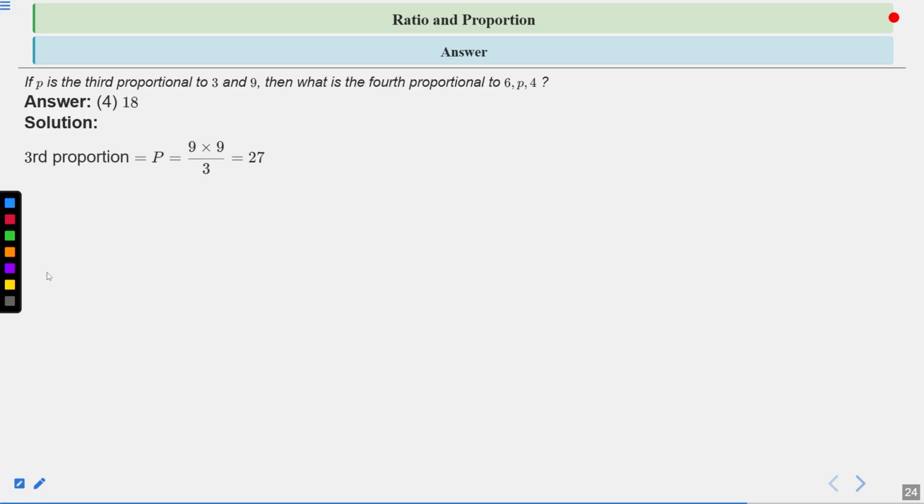So the third proportional P becomes 9 into 9 upon 3, which is equal to 27, by using the formula. So when we calculate the fourth proportional, it will become 9, 27, 4, question mark. So we can say that the fourth proportional will become 4 into 27, which is equal to 6 into x, if we let the value of the question mark be x. When we simplify it, we get the value of x, which is 18. So the fourth is the correct answer of this question. Next one.